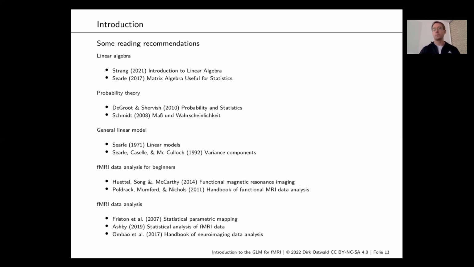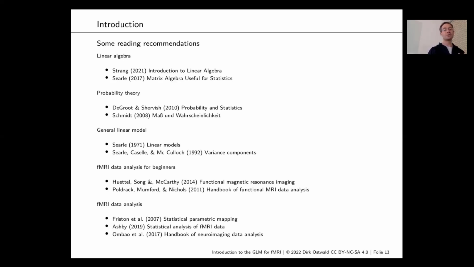For the GLM, also Searle, specifically the variance component book by Searle. So that's GLM and basically linear models in any kind of probabilistic data analysis. For fMRI, if you haven't started reading any fMRI books, for beginners, definitely the Huettel book is very good, and the Poldrack book on functional MRI data analysis, to get a first overview.